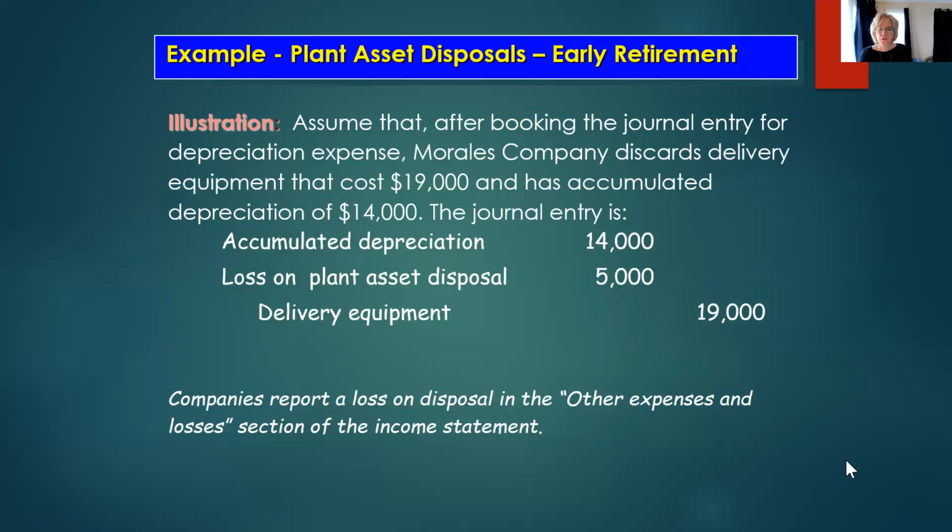So no matter what, when you retire an asset, the accumulated depreciation is a debit, and delivery equipment or equipment is a credit. That part should be easy. And then whatever's left over, you use it to balance. Okay.